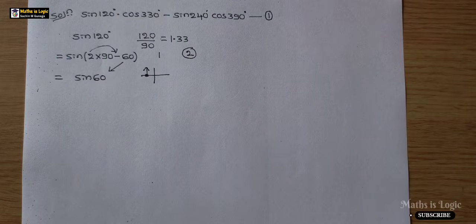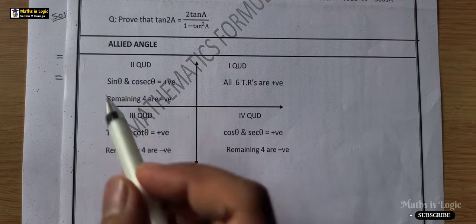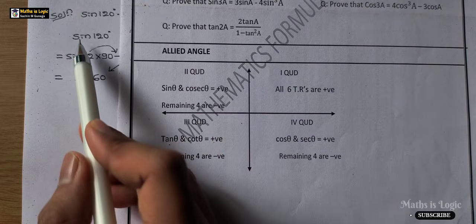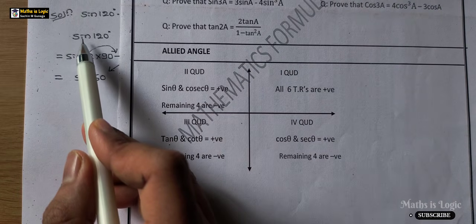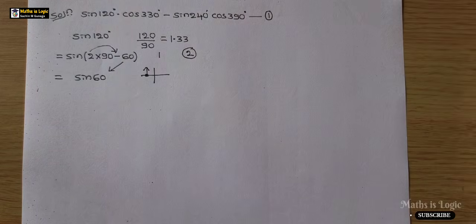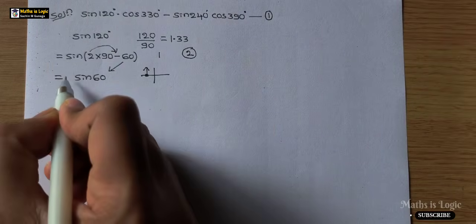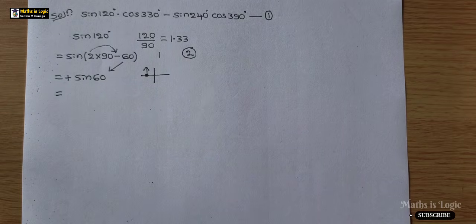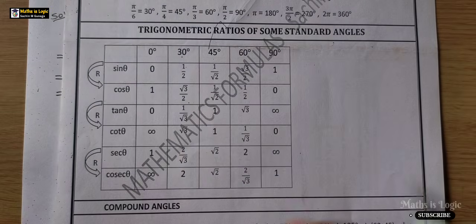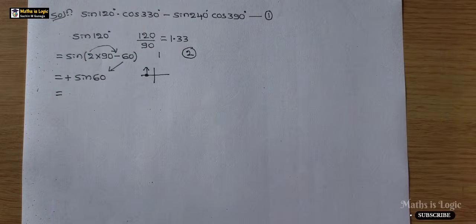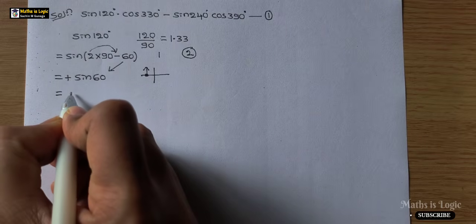We know in the second quadrant sine and cosec are positive, remaining all are negative. So which trigonometric ratio is here? Sine. Therefore sine is positive in which quadrant? Second quadrant. Therefore write plus sine 60 degree. Again see the trigonometric table. Sine 60 degree value is root 3 divided by 2. Therefore the answer is plus root 3 divided by 2.